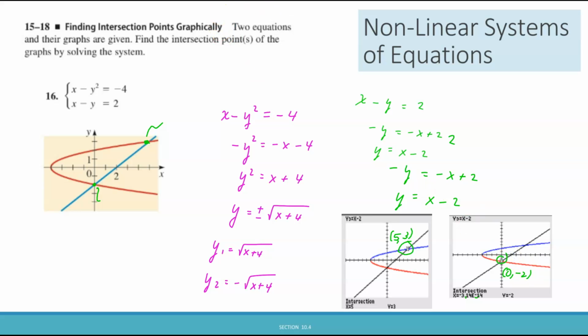So the solutions to this system are 5, 3, and 0, negative 2. So we've got the substitution method, elimination method, and graphical method for solving systems of equations.